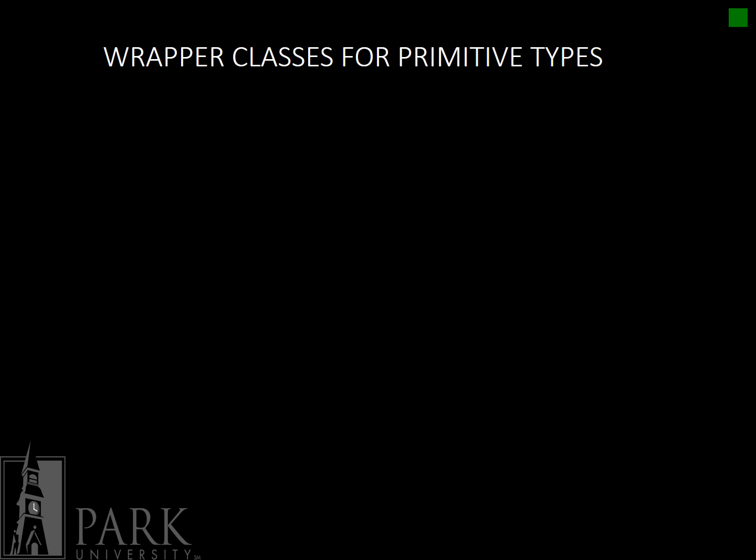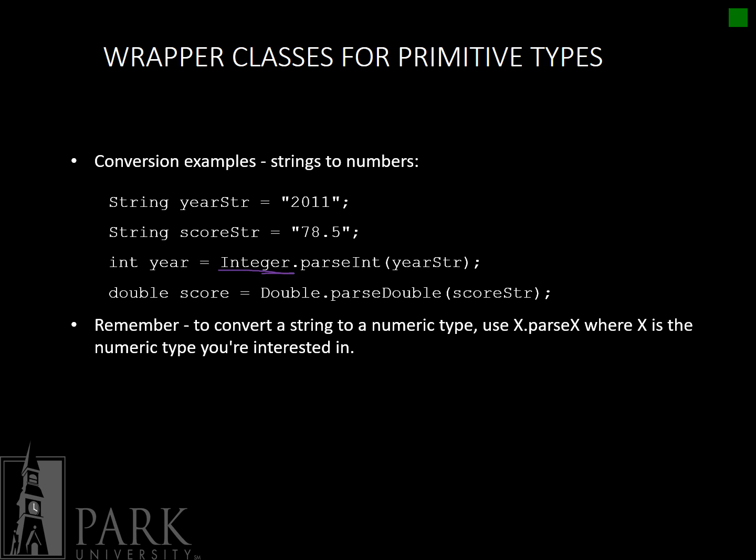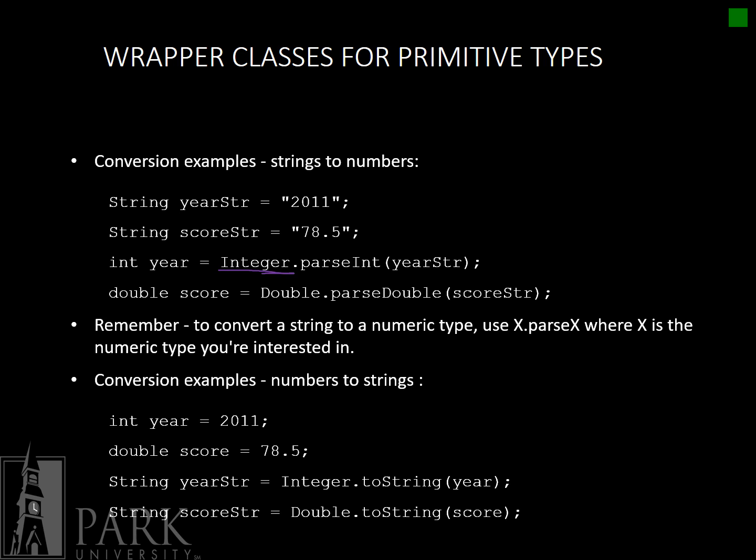So here's some more examples just to reiterate the point. Here we are converting strings to numbers. And pay attention to the class that you're using. Again, Integer is the most difficult one to remember. And here's some examples of converting primitive types to strings. So here you've got an integer year, and you've got a double score, and here you can see that we are calling the Integer toString to make 2011 the actual string literal "2011".